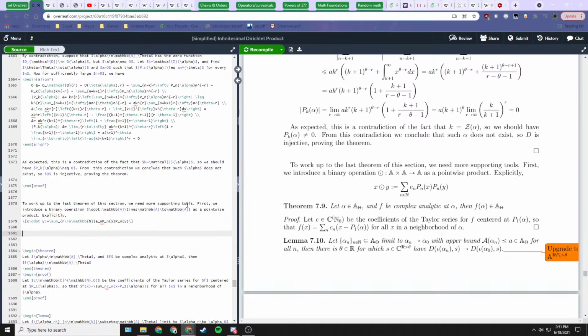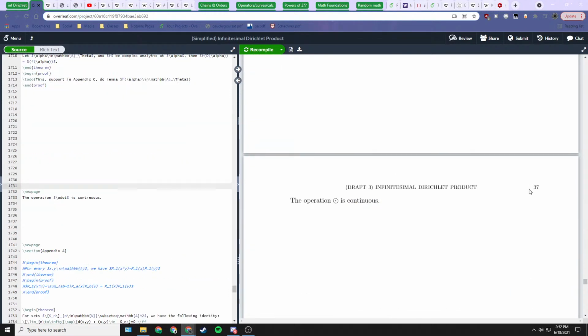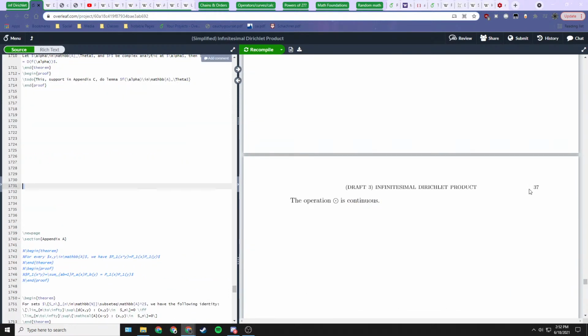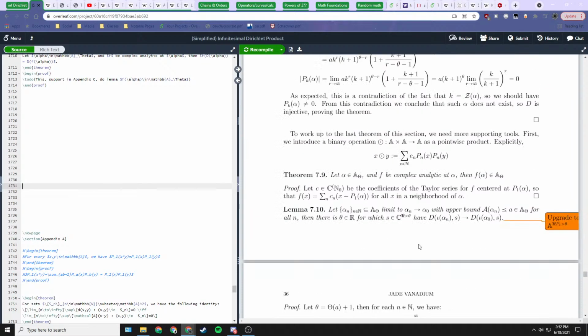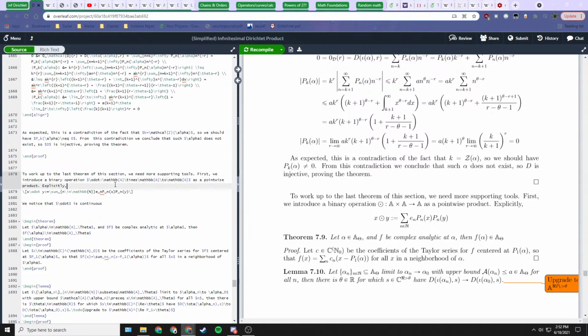Okay, so immediately we notice that the circle dot operation on A is continuous. Finally. Okay.